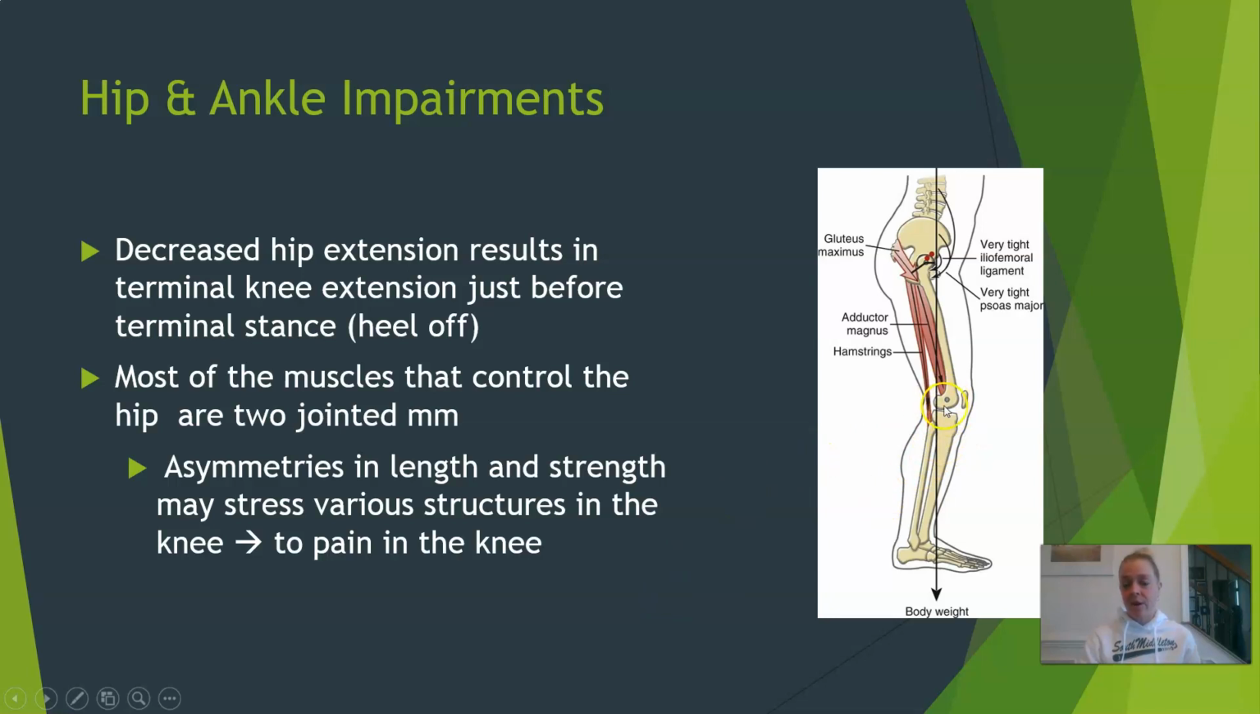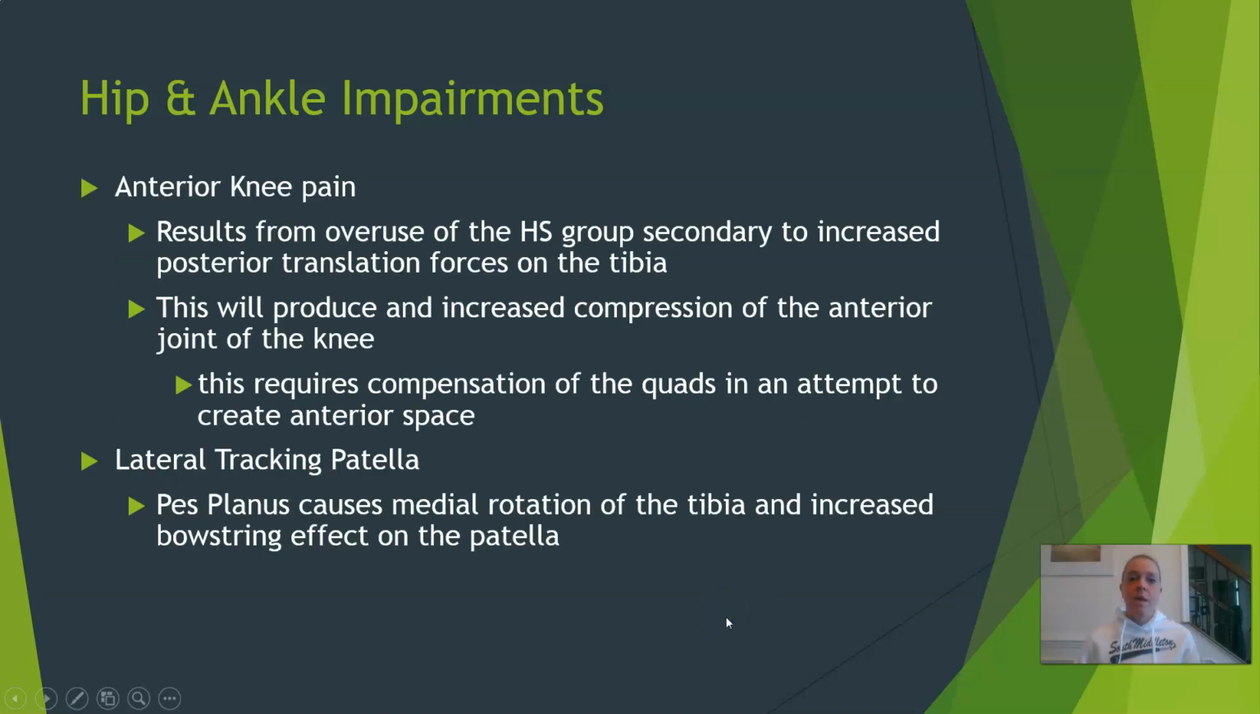You can see that there are going to be some different forces placed on the knee when the knee is kept in a little bit of flexion. It's also going to put some more force on the patella as well. So anterior knee pain can result from overuse of the hamstrings, which causes posterior translation of the tibia on the femur, which can produce increased compression of the anterior joint capsule. We need the quads to help compensate for that, to create more anterior space.